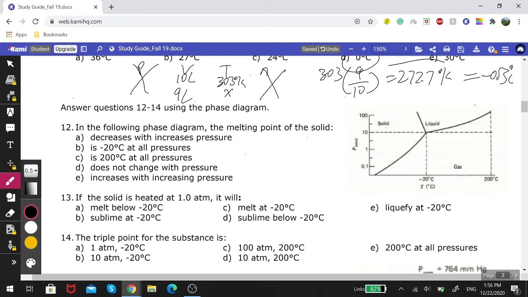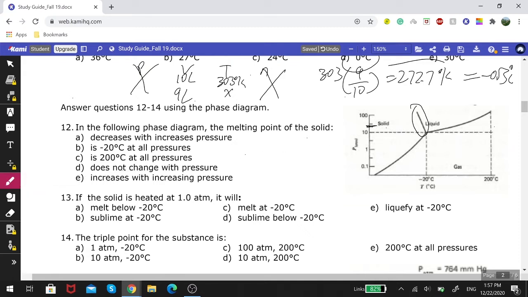Number 12, using this phase diagram. It says the melting point of the solid. Melting point. This line is melting. Now, answer choice A says it decreases as pressure increases. As pressure increases, this indeed decreases.